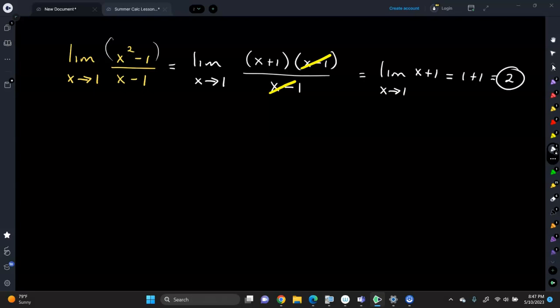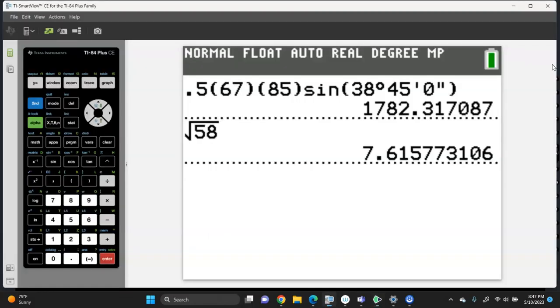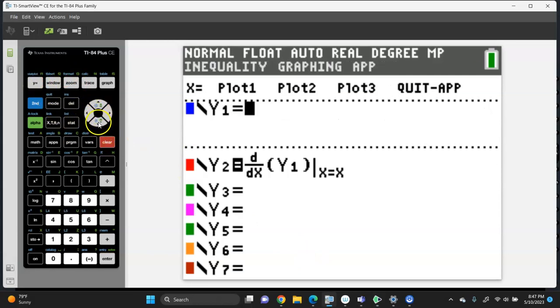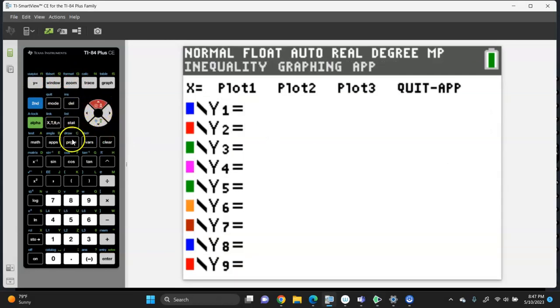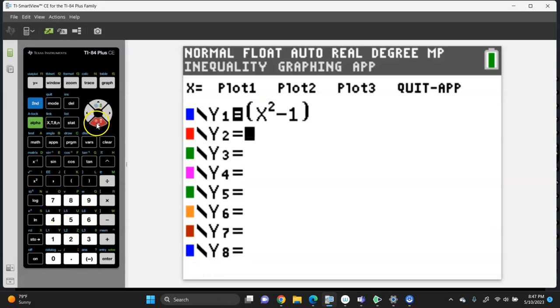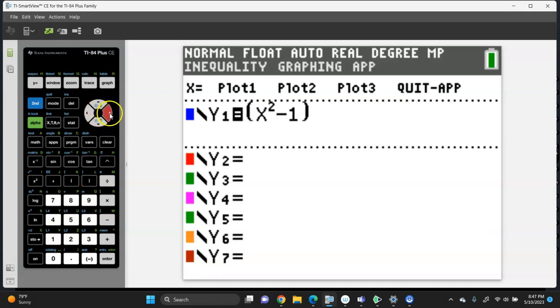Okay, let's just look at this function on the calculator and see what's going on. Let me get some of this other junk out of here. Okay, so let's look at x squared minus 1, and we're dividing that by x minus 1.